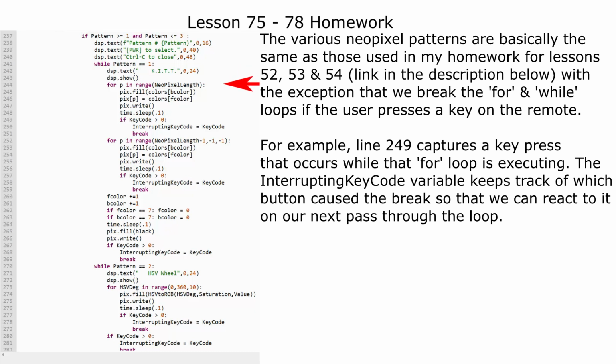With the exception that we break the for and while loops if the user presses a key on the remote control. For example, line 249 captures a key press that occurs while that for loop is executing. The interrupting key code variable keeps track of which button caused the break so that we can actually react to it on our next pass through the loop.